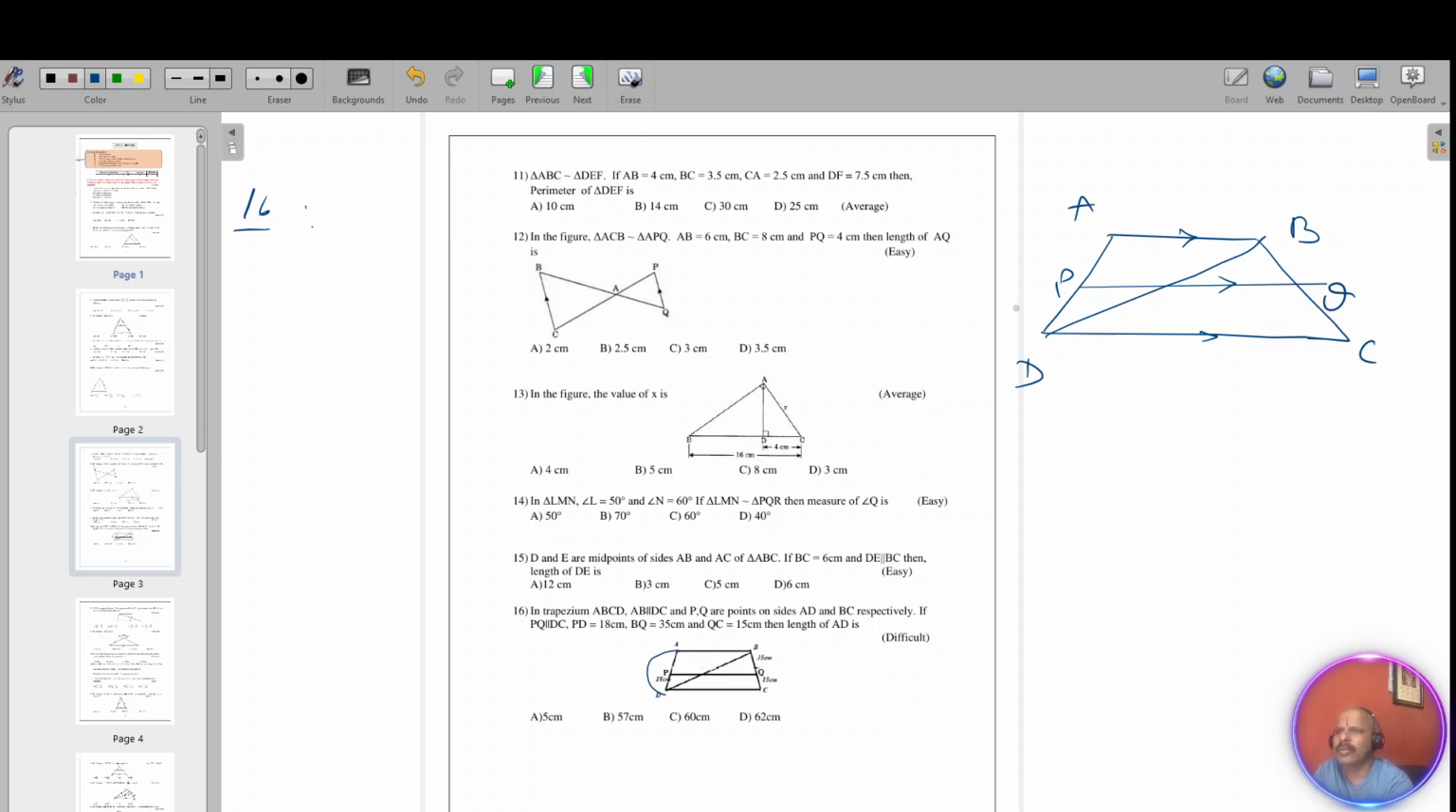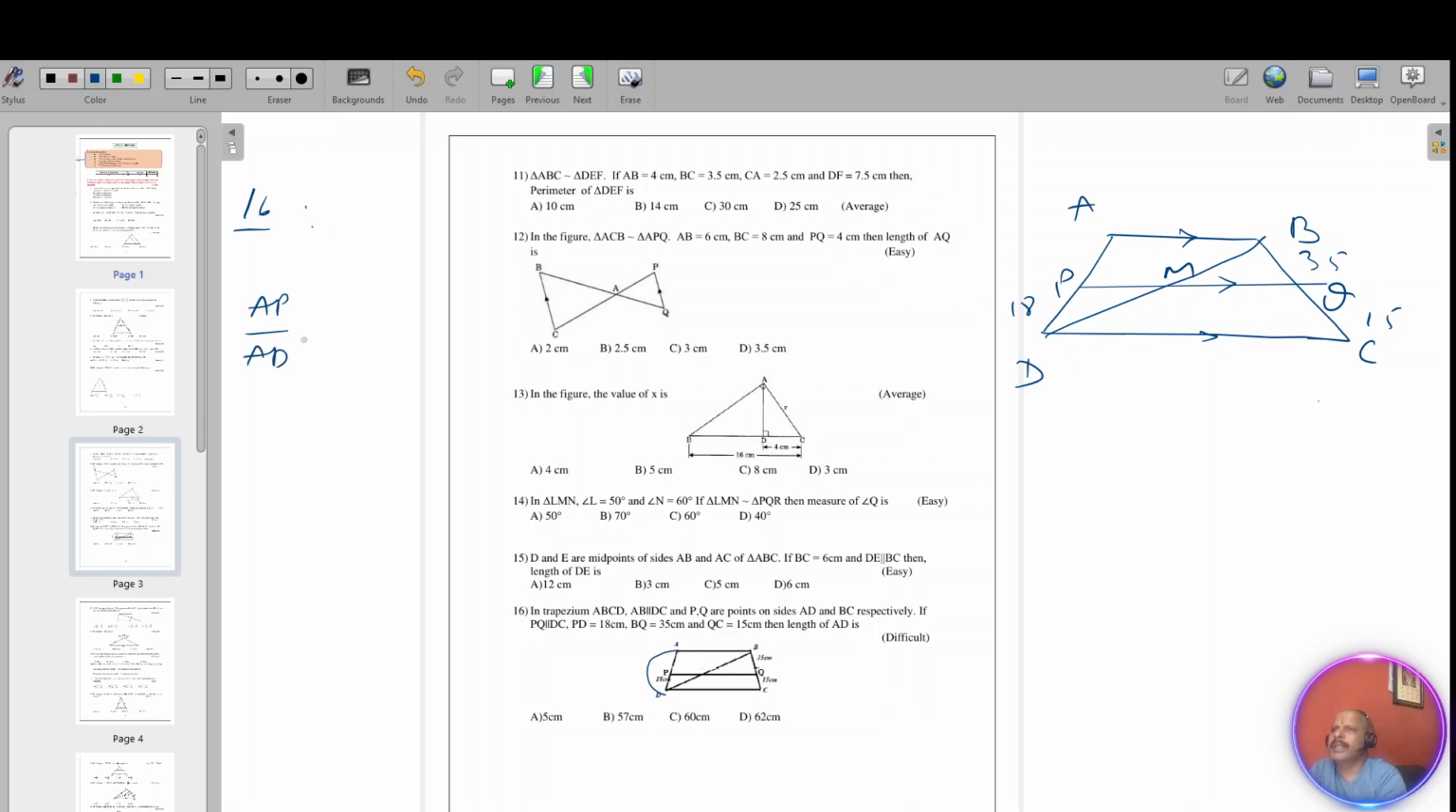Okay, let's see. PD is how much? 18 centimeter. BQ is 35 centimeter. Please do write that 35. QC is 15 centimeter. AD they want. Okay. So in the first set, I'll take intersecting point of BD and PQ as M. See, four sets you have to write. First ADB triangle, you write one set of corresponding sides, and BDC one set where BD comes common. Let's check out.